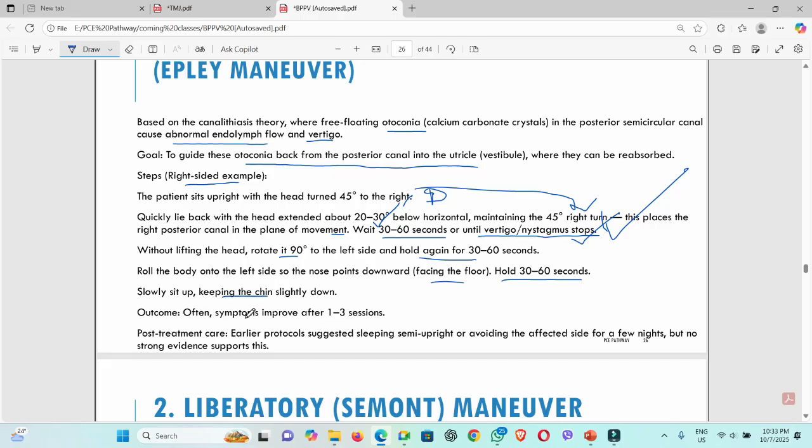What is the outcome? Often symptoms improve after 1 to 3 sessions. Okay. Post-treatment care: earlier protocols suggest sleeping semi-upright or avoiding the affected side for few nights, but no strong evidence. Yesterday we read, right? Pyramid of evidence. So it might fall somewhere here, having low evidence.